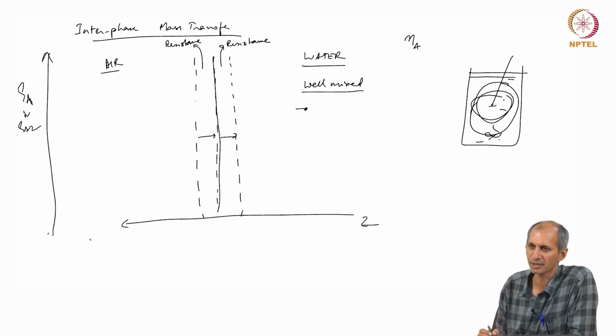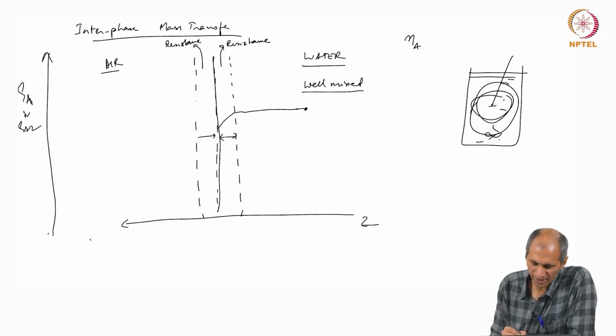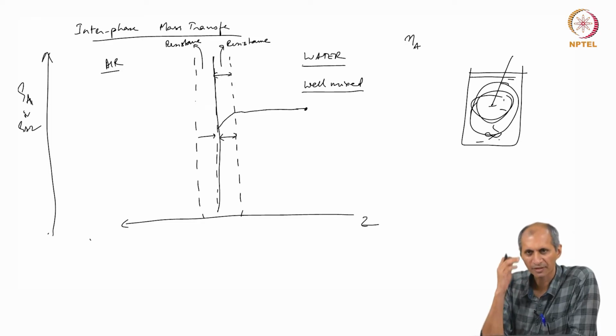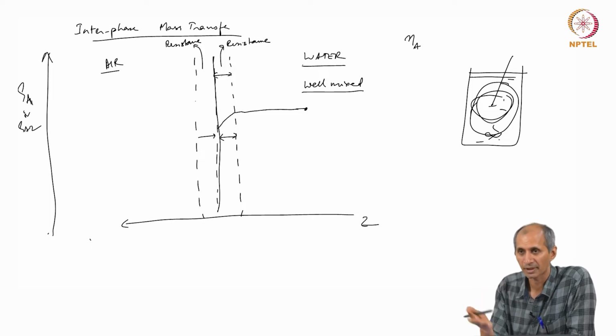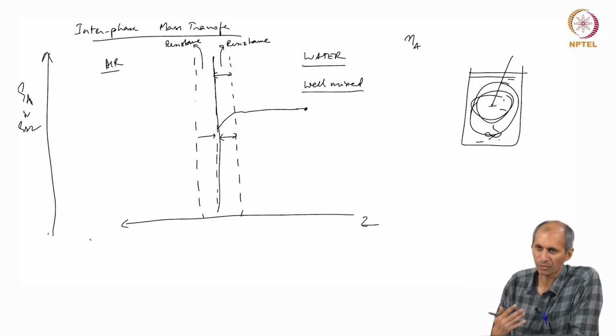What we mean by well mixed is uniform concentration, which means it will be a straight line. How far will it be a straight line? It will come here, and then at this point it will start going down. So, this is the gradient, and the reason is we have defined that there is a small region very close to the interface where all the resistance to mass transfer exists. So, we are stirring the water. If we do not stir the water, what will this look like? It may look like this.